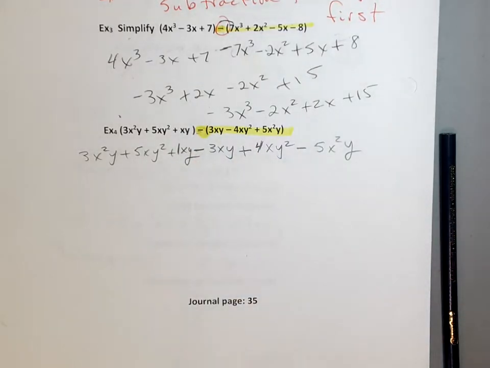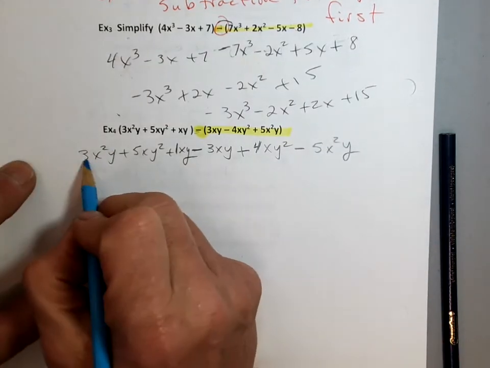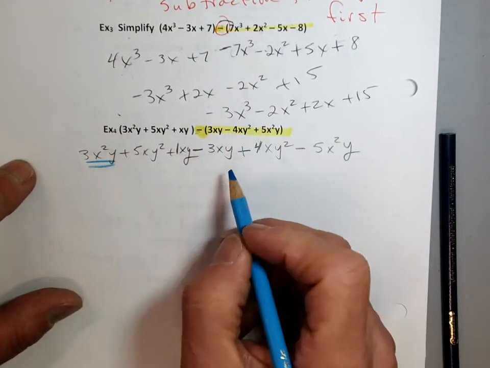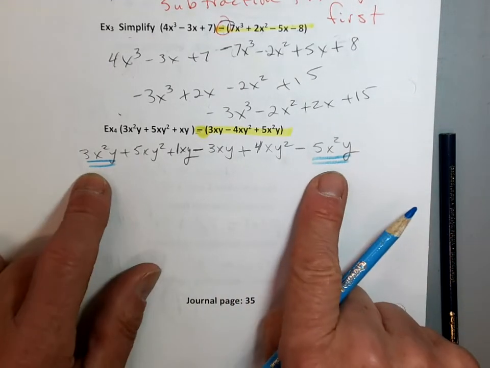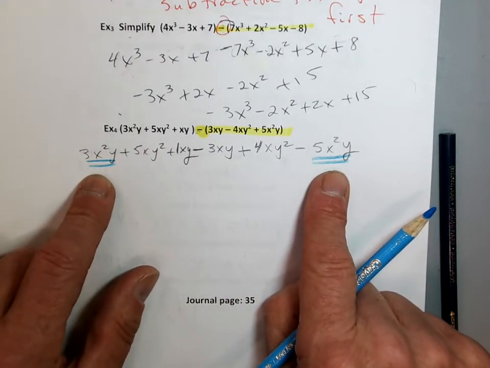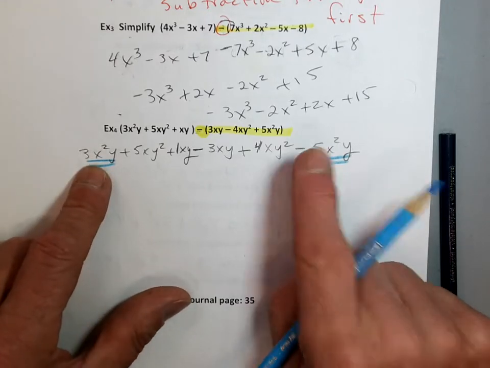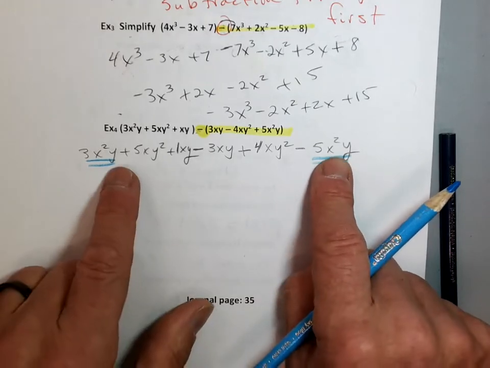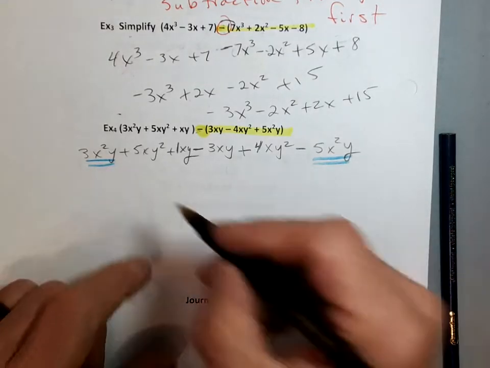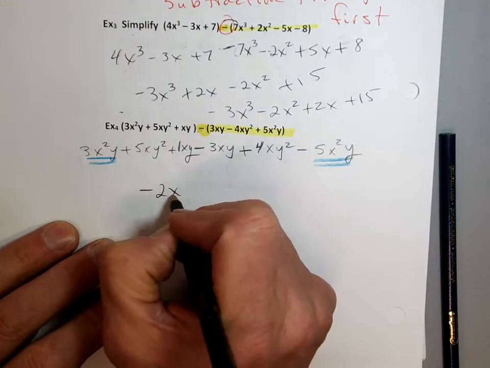Now, what goes together? Let's see if I can find like terms, okay? That's x squared y. That's an x squared y, right? Those are the only x squared y's, you guys agree? Yep. So 3 minus 5 makes 2 of those. 2 of those. What are those? Well, those are the x squared y's. So I'm going to have a negative 2x squared y.